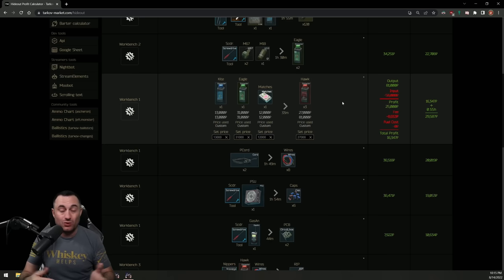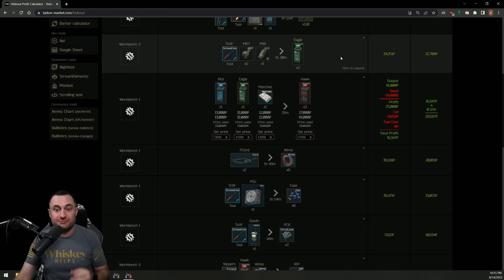I have been able to push 29, 30, sometimes even 32 with the Hawks, depending on the time of the night or which day it is. But 27, even at 27,000, it's going to net you 30K an hour almost. Now, along with this, I want to point out another craft that is pretty good.